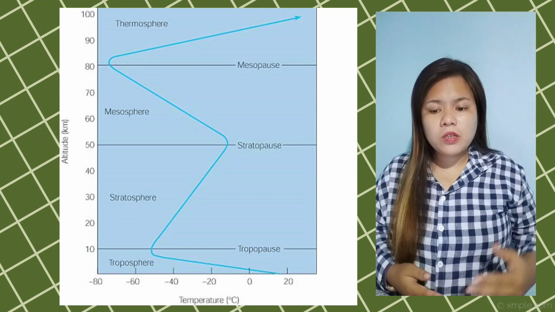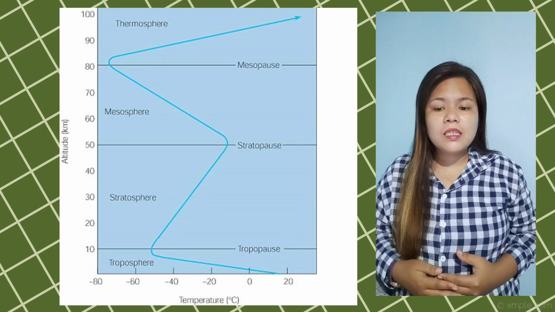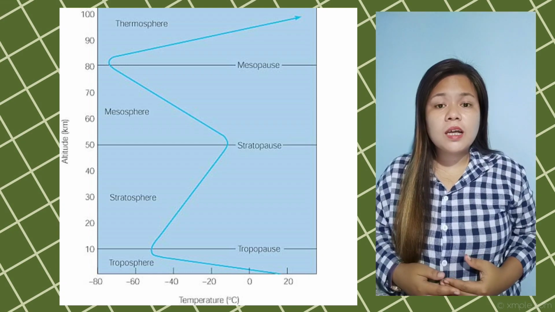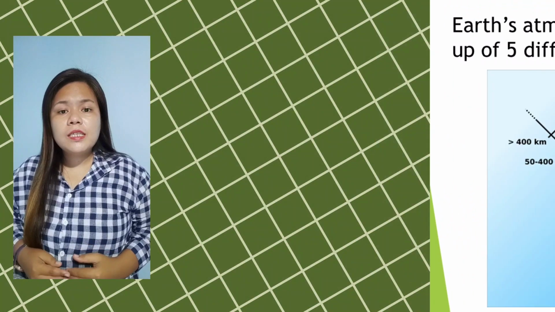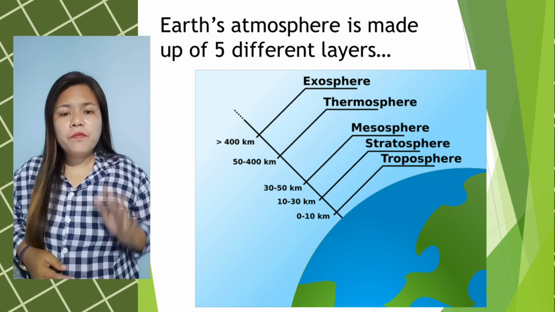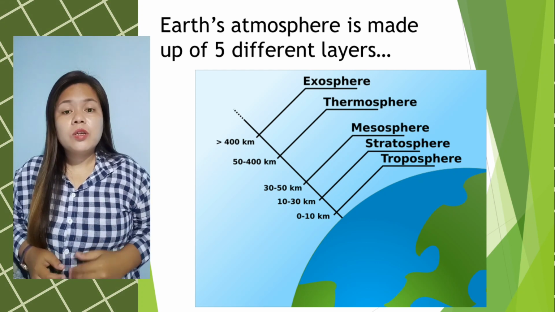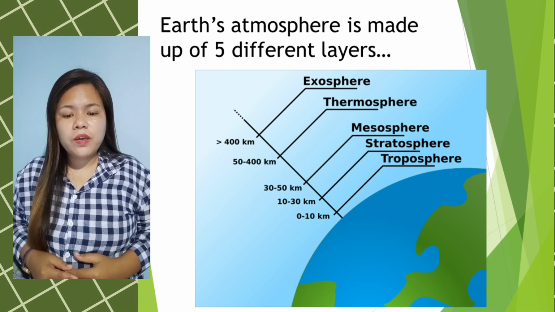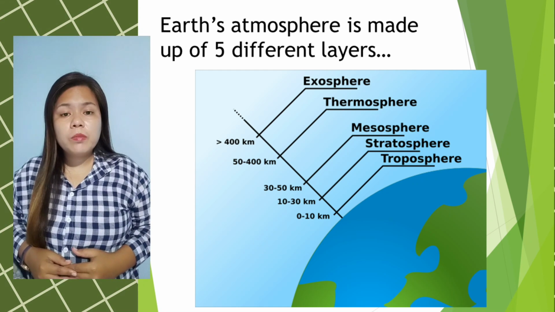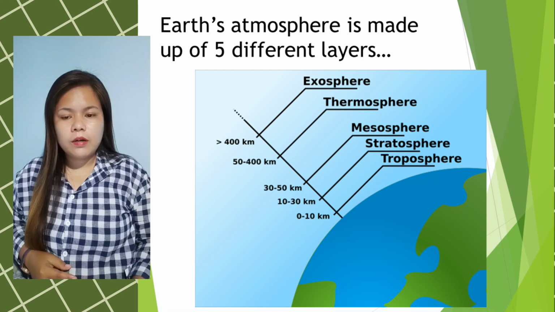Note that the pauses are actually not lines but are broad regions that merge. The Earth's atmosphere is made up of 5 different layers: the troposphere, stratosphere, mesosphere, thermosphere, and exosphere.